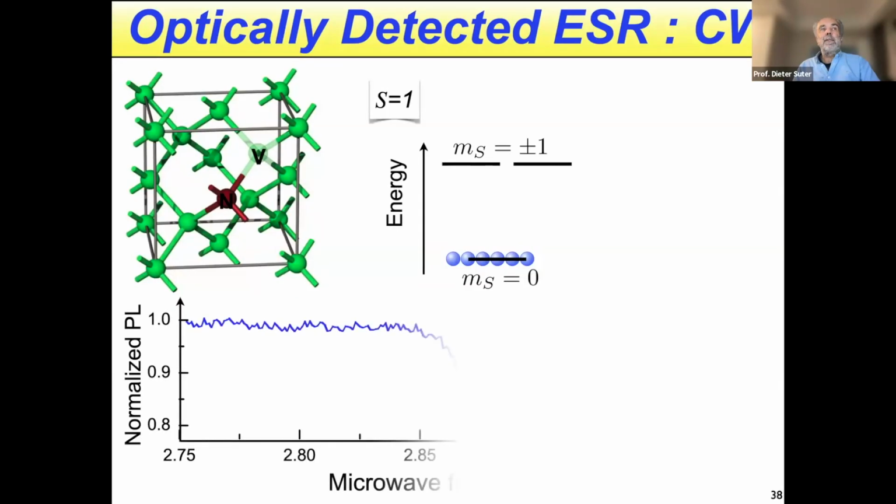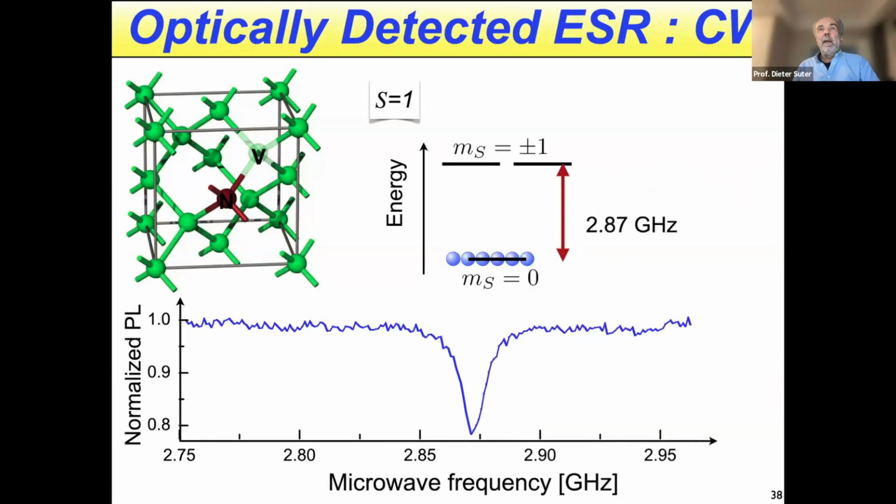For instance, in a CW experiment, you apply a laser to continuously prepare the electron in the ms equals 0 state, and then you can scan a microwave frequency across the relevant range. And if it hits the transition between the 0 and the plus minus 1 state, so the zero field splitting, then you see a drop in the photoluminescence rate, indicating that you transfer some of the population into the darker states. So this is a way to do zero field ESR.